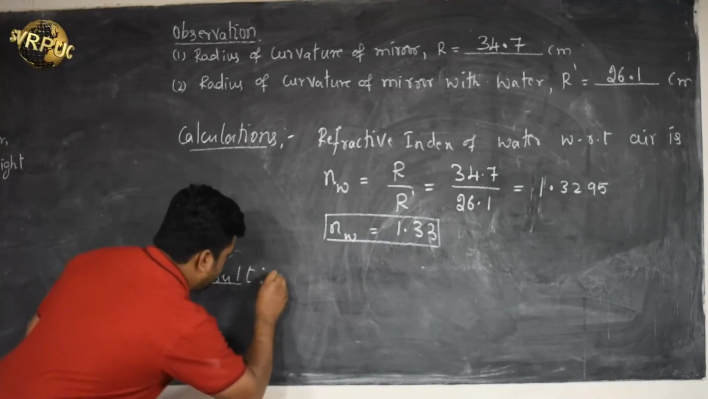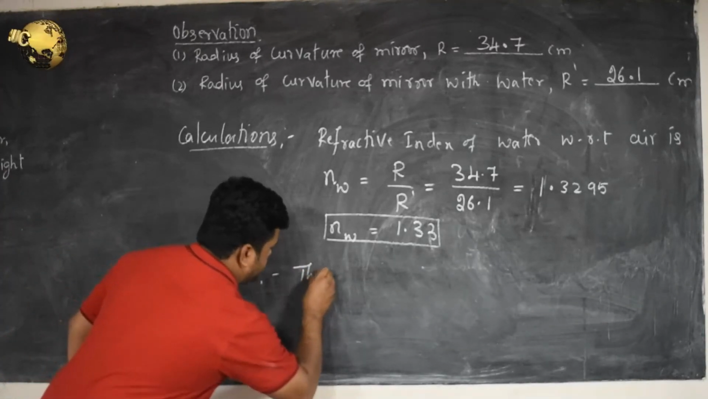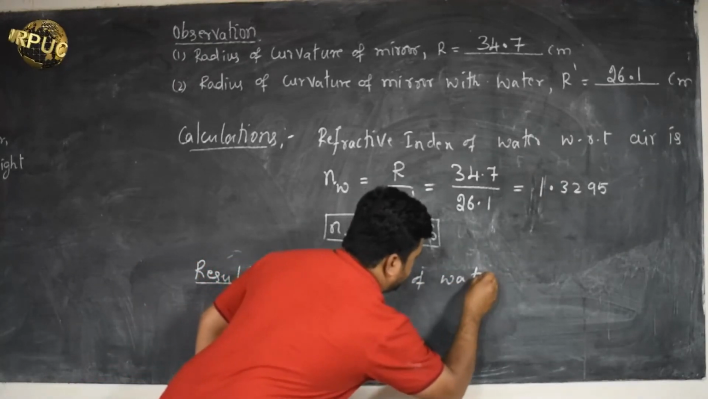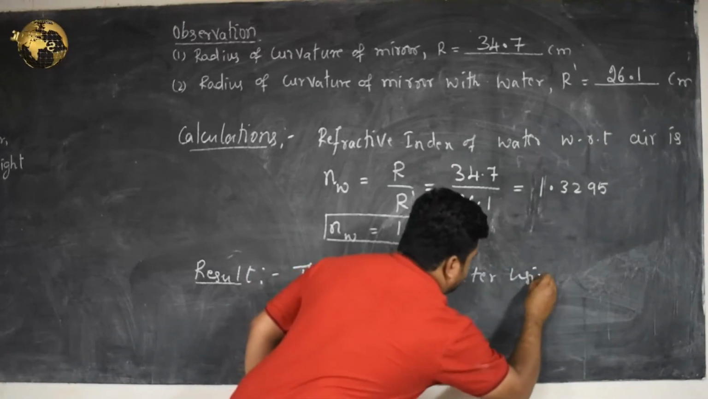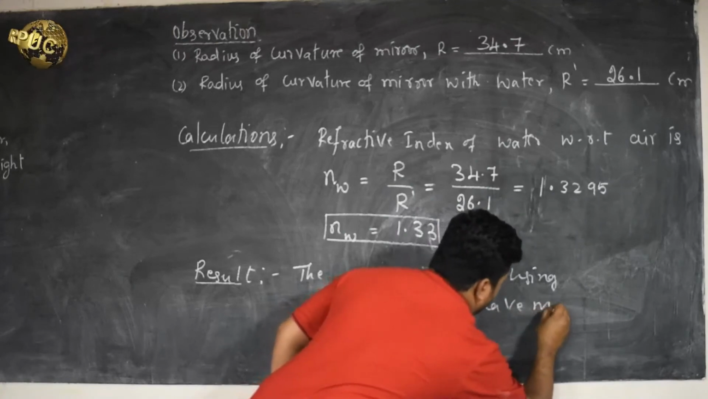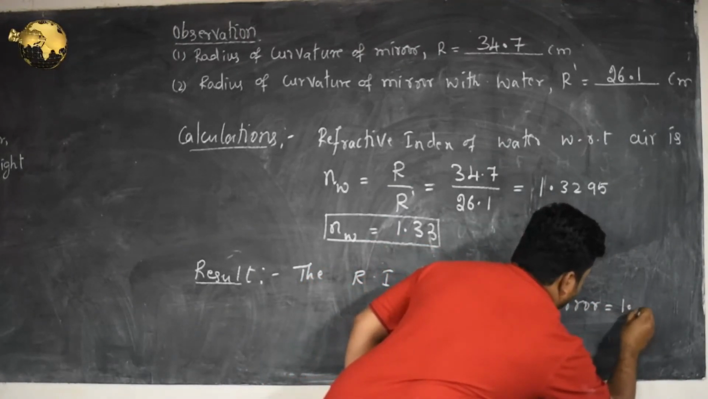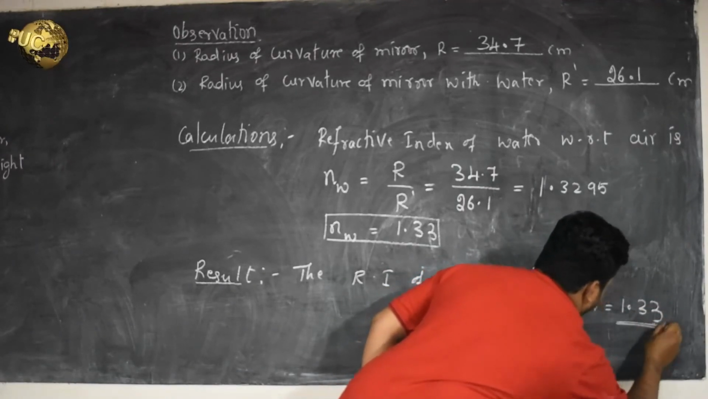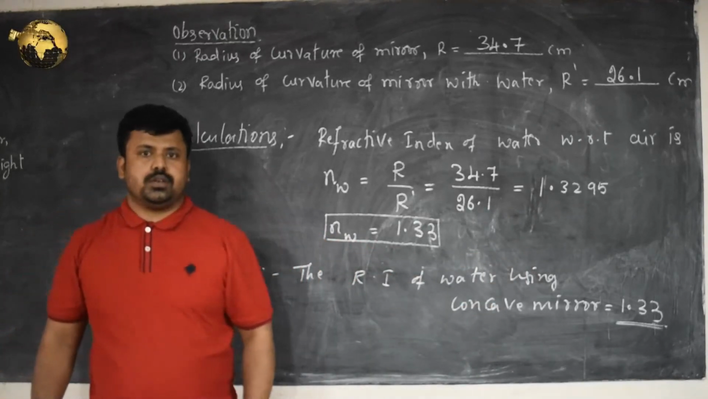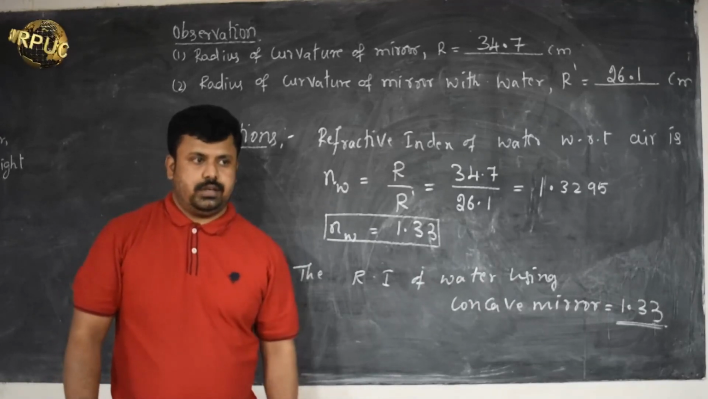Our aim was to calculate the refractive index of water using a concave mirror. So we got the refractive index of water using concave mirror equal to 1.33. As we know, refractive index is a unitless quantity, so it's just the number 1.33. Thank you.